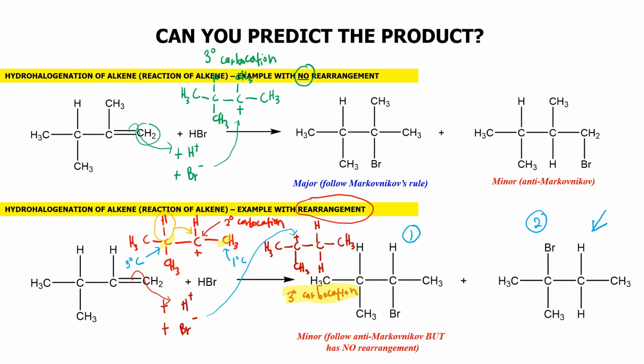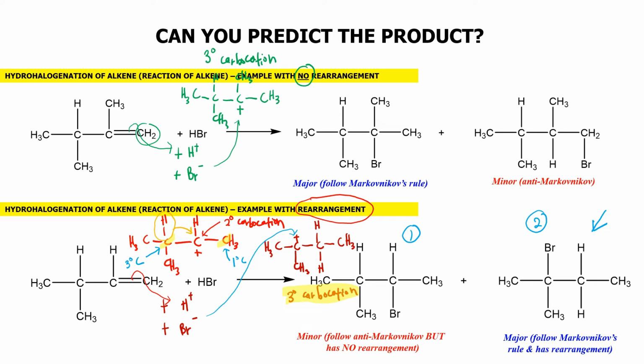So, definitely the first one ini will be the minor product. Okay, because it follows anti-Markovnikov rule tetapi has no rearrangement. And the second product will be major because it follows Markovnikov's rule and has rearrangement to form the most stable carbocation, that is tertiary carbocation.